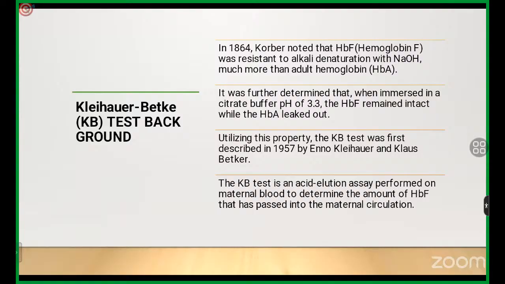In this historical background of the Kleihauer-Betke, that's KB, test, we go back to 1864, whereby a person named Kober noted that hemoglobin F was resistant to alkali denaturation with sodium hydroxide, much more than adult hemoglobin. It was further determined that when immersed in citrate buffer, pH of 3.3, the hemoglobin F remained intact, while the hemoglobin A leaked out.